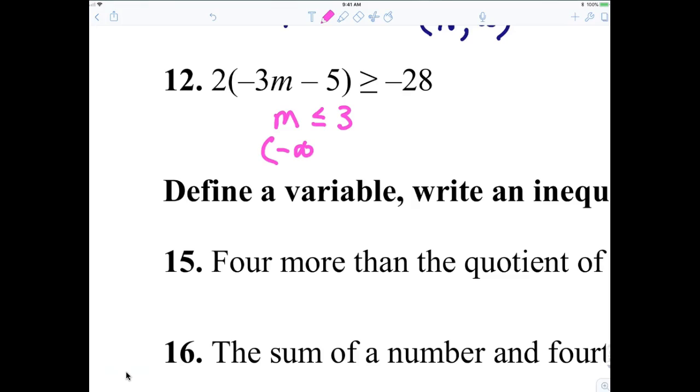Negative infinity to 3, and I'd have a bracket. All right, I'm pretty good with that. That's not that hard now. Inequalities is a nice, easy chapter to get your grade back up. But you have to do the work. If you practice the problems, the test's going to be easy.